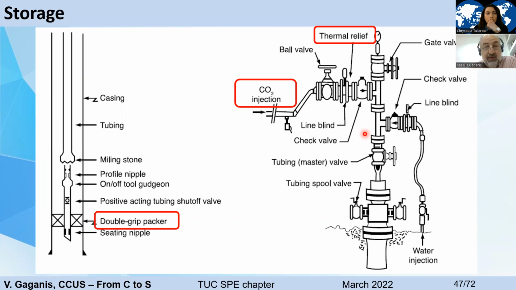For example, take a look here. Those are the packers which isolate the annulus of the well from the bottom hole. Now, we need double grip packers, and the reason is very simple. If you inject CO2 here, the pressure will be very high. So you're going to have a high pressure here, a low pressure behind the packers, so the packers will be unset. And you need to reinforce the grabbing of that.